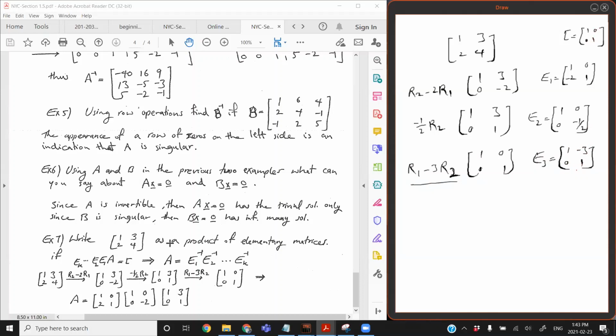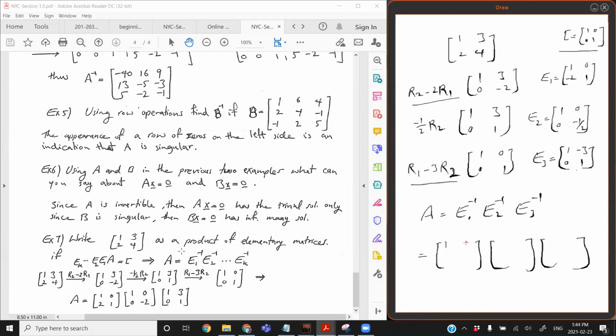I got this. Now, according to the algebra that I just showed you, and it is also written here, A is E1 inverse times E2 inverse times E3 inverse. So what would be E1 inverse? I need to think about the canceling row operation and perform that row operation on I to get E1 inverse. The canceling row operation for adding negative 2 times row 1 to row 2 is adding 2 times row 1 to row 2. So it's going to be [1, 0; 2, 1].